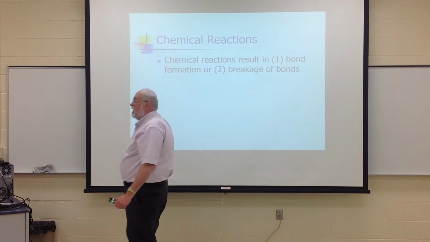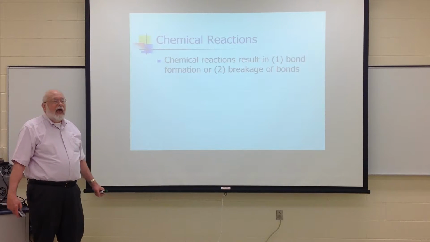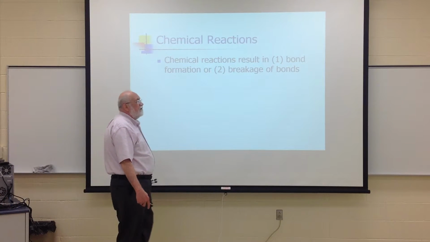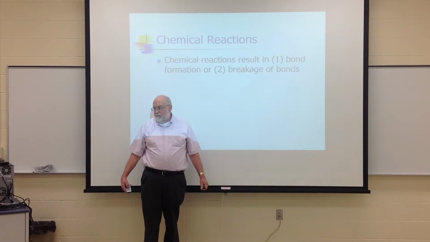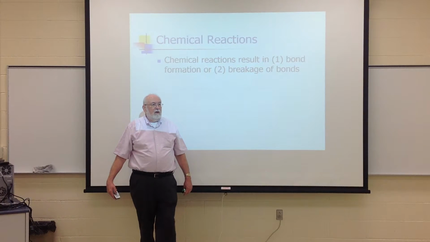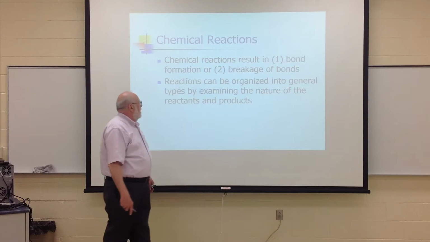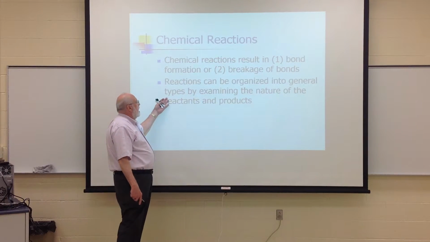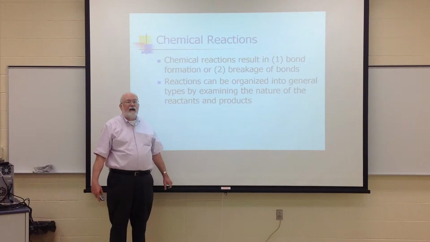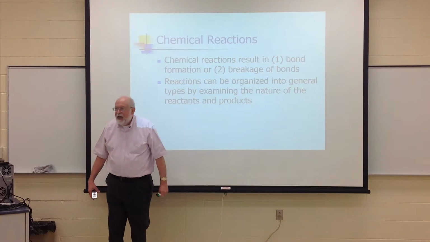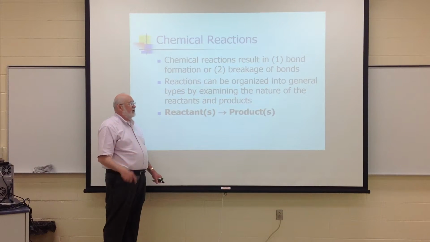So whenever you've got a chemical change or chemical reaction take place, what is happening is either bonds are being formed or bonds are being broken. That's all there is to it. You either form bonds or you break bonds. One or the other. Reactions can then be organized into general types by looking at the nature of the reactants and products. So there's a couple more terms coming to add to your lexicon, and it's really very simple.